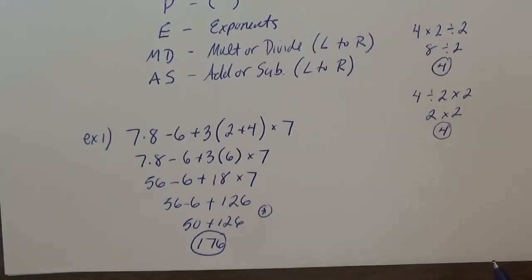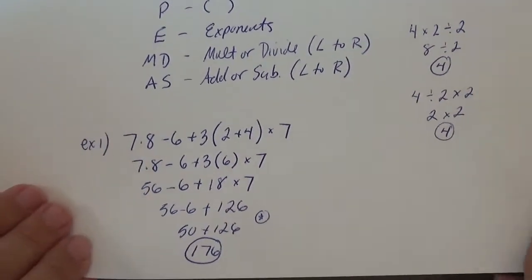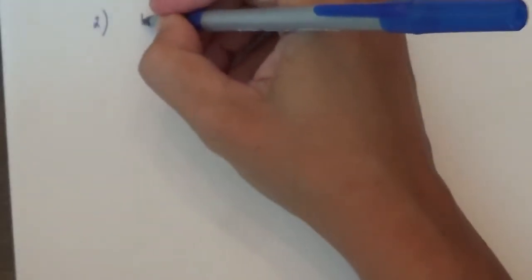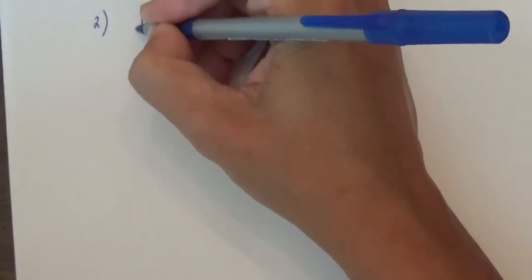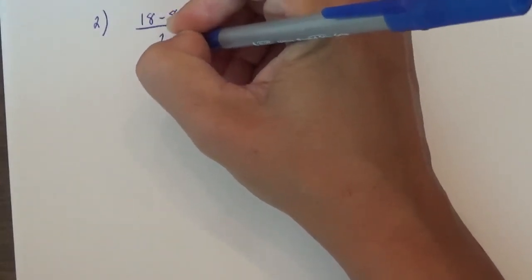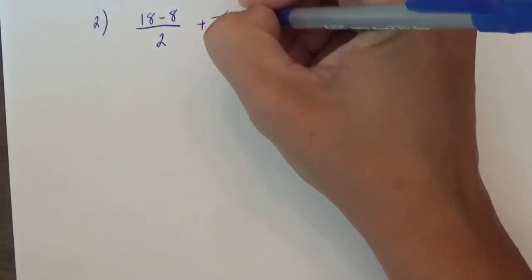All right, good. Let's try another one. We'll just do a couple more, and then I'll pause and maybe see how we're doing here. 18 minus 8 all over 2 plus 7 times 3.